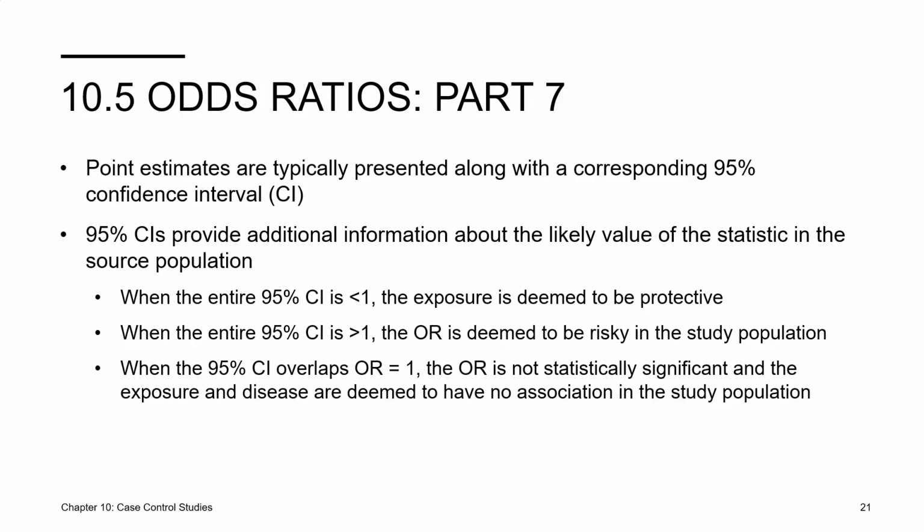If the entire confidence interval is less than 1, the exposure is deemed to be protective. If the entire confidence interval is greater than 1, then the odds ratio is deemed to be risky in the population. And if it overlaps and crosses 1, which I'll show you in the diagram in just a moment, the odds ratio is not statistically significant. Therefore you can say the exposure and disease are deemed to not have an association in the study population.